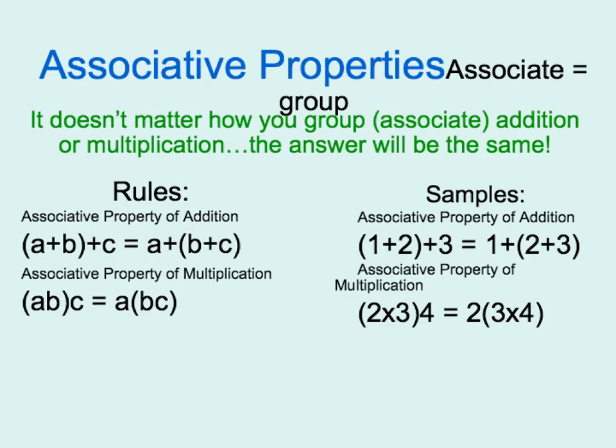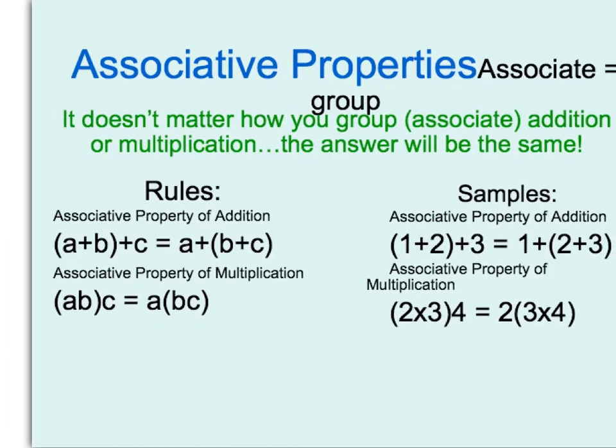The first property is the associative property, and the associative property has to do with grouping, and it says here it doesn't matter how you group or associate addition or multiplication, the answer will always be the same. I don't know if this is cut off in mine, so I don't know if it is in yours there. There we go.